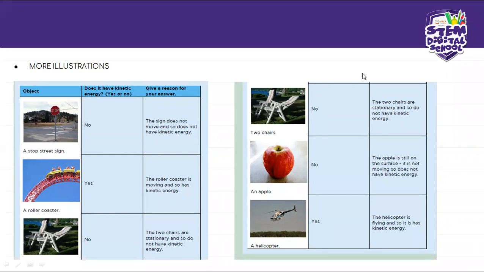Let's go to the next slide. The next slide, I was just trying to explain them to you. So yeah, I can see you are saying no, yes, yes. Yeah, it means you are following the lesson. Okay, let's go to the next.